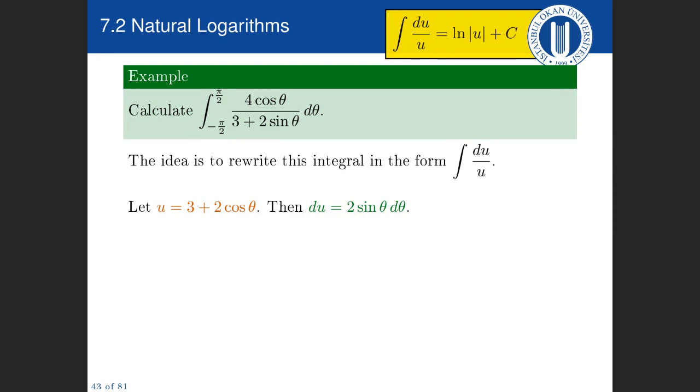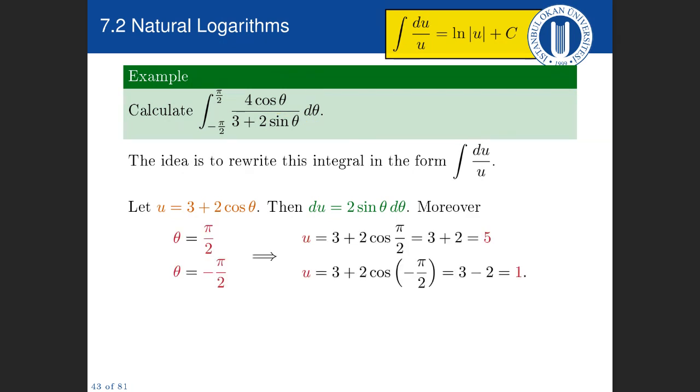And the substitution we're going to use is, of course, I think, u equals 3 plus 2 cos theta. But then du is 2 sine theta d theta. Well, we almost have that. That's going to make the top much easier. We need to do the limits of integration. Instead of theta equals pi over 2 and theta equals minus pi over 2, we need to change these into limits for u.